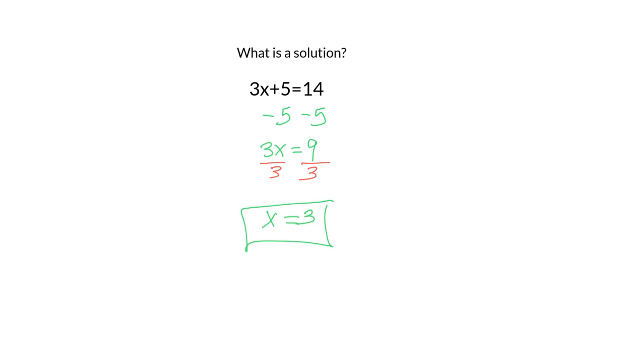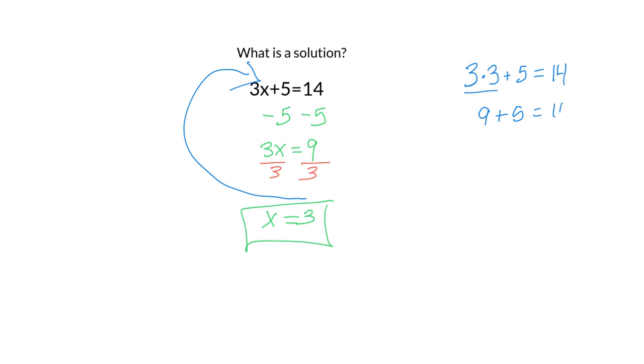But if we want to talk about what that means, it means if I take this 3 and plug it back in, well, let's do that. Instead of 3 times x, it's 3 times 3 plus 5 equals 14. 3 times 3 gives me 9, plus 5 is 14. So when I plug this 3 back in, I got 14 equals 14. That's true. A solution is what will make it true, what will make it work out.